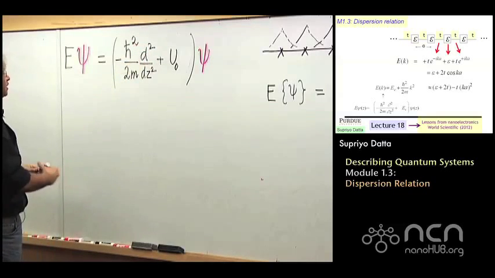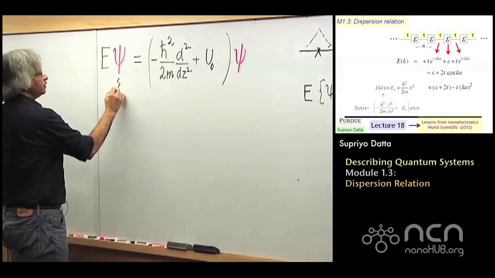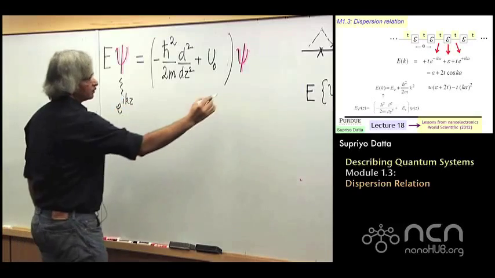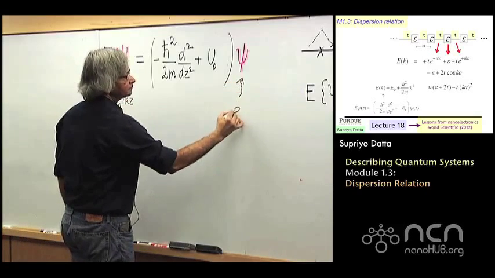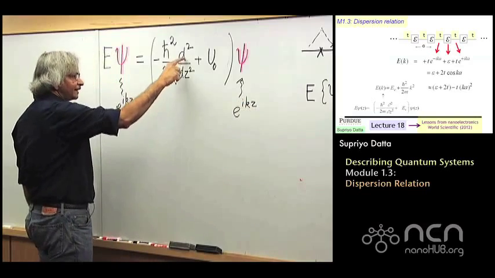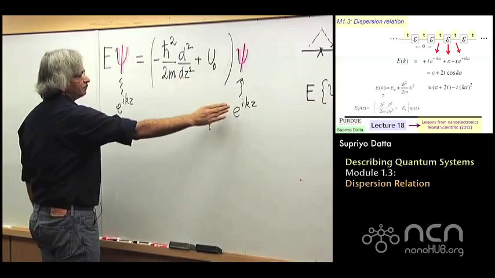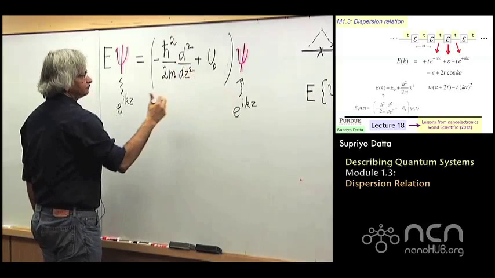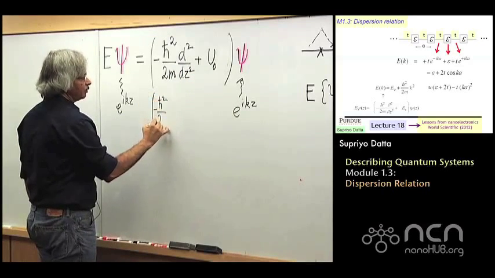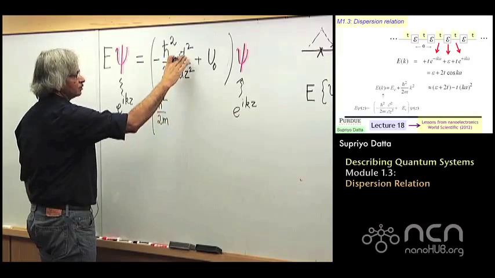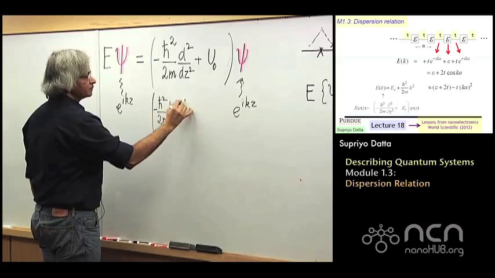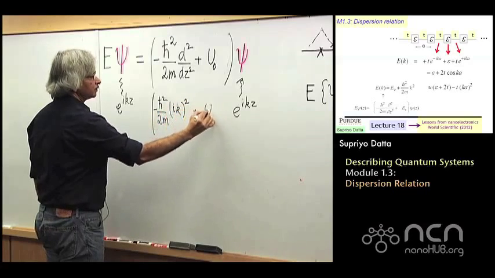So for example, if I just write here e to the power ikz, if I put here e to the power ikz, then the second derivative means multiplying with ik twice. So what you get here then is minus h bar square over 2m like you had, and then taking 2 derivatives is like multiplying with ik twice, plus u0.